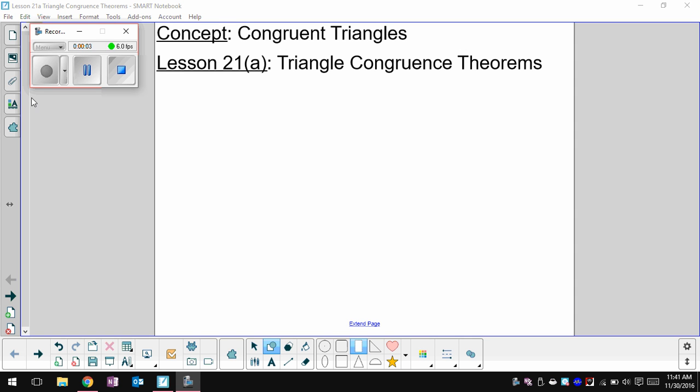Hey, all, today we're going to talk about congruent triangles some more, and this time we're going to talk about triangle congruence theorems. So ways to show that two triangles are congruent without knowing everything about them.